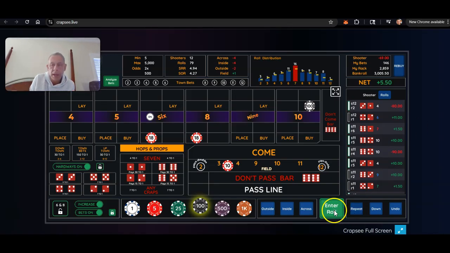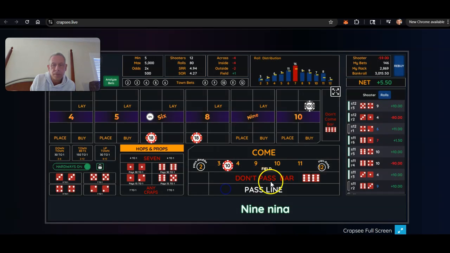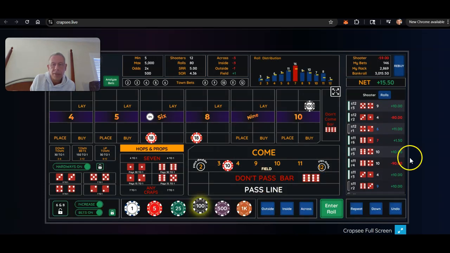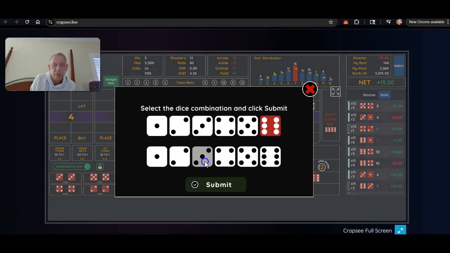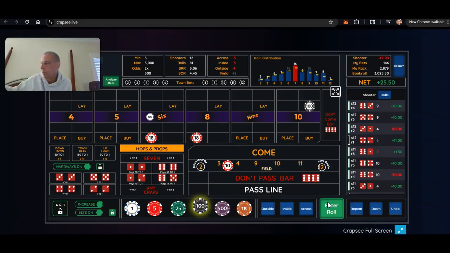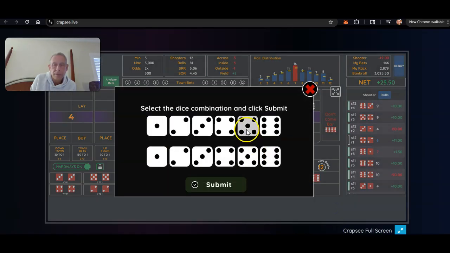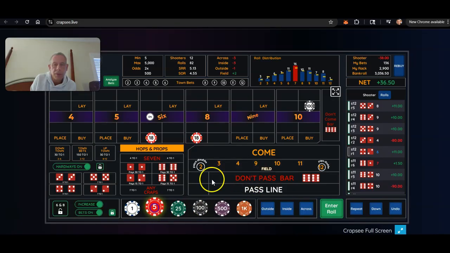5, 4, 9. Nina, Nina. You get paid in the field. 6, 3, 9. You're going to get paid in the field. Nina, 9. Okay. 5, 3, 8. 8 easy. Replace the field.